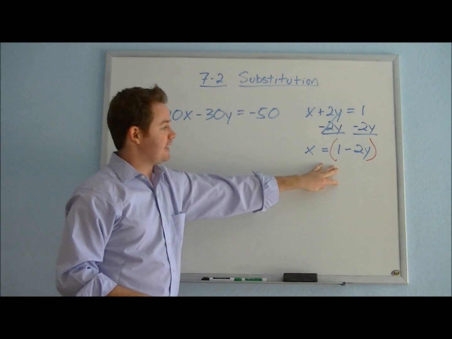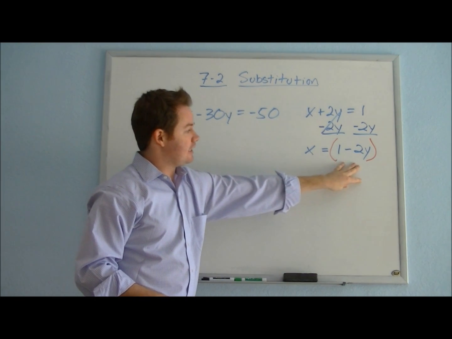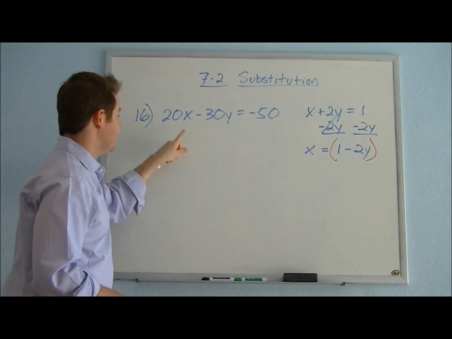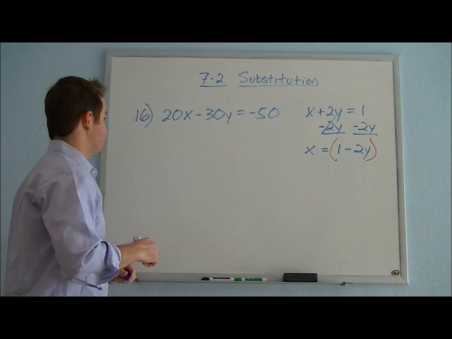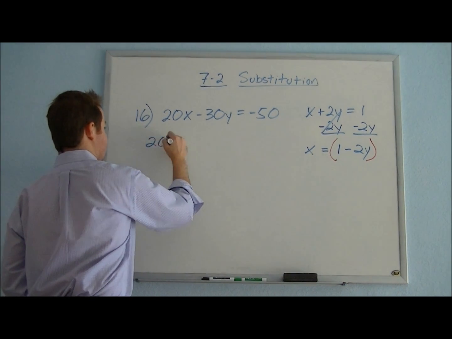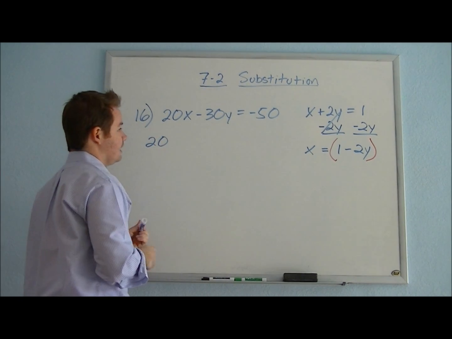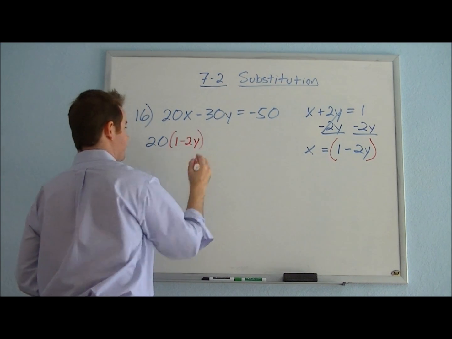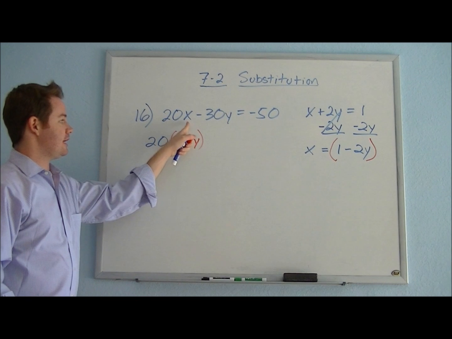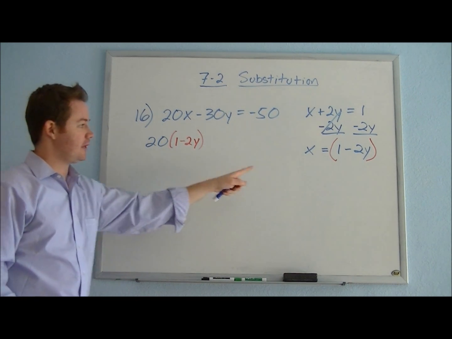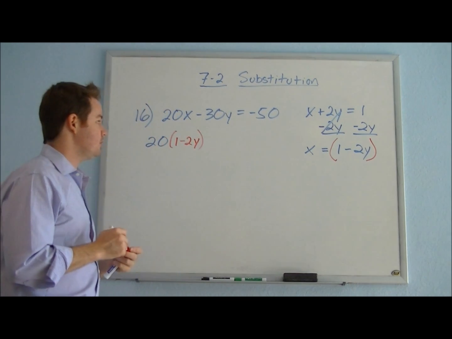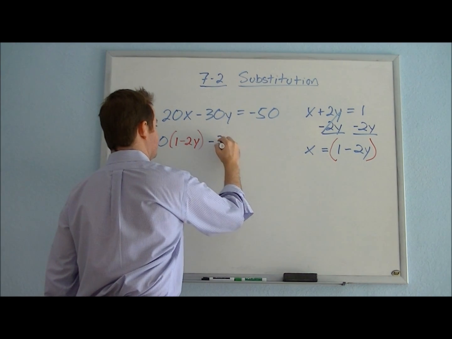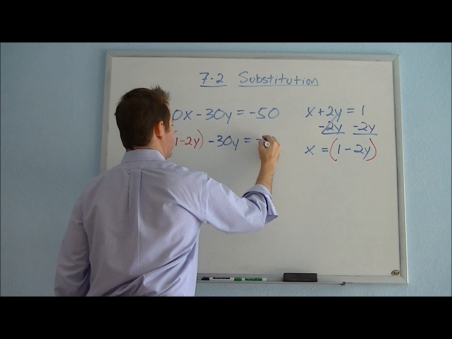So now that we have x by itself, we're going to take this expression, 1 minus 2y, and we're going to substitute that in place of x in this equation. So we're going to have 20, and it's going to be 20 times 1 minus 2y. So rather than writing 20 times x, we're just replacing x with 1 minus 2y since those terms are equal. And then the rest of our equation remains the same. Minus 30y equals negative 50.